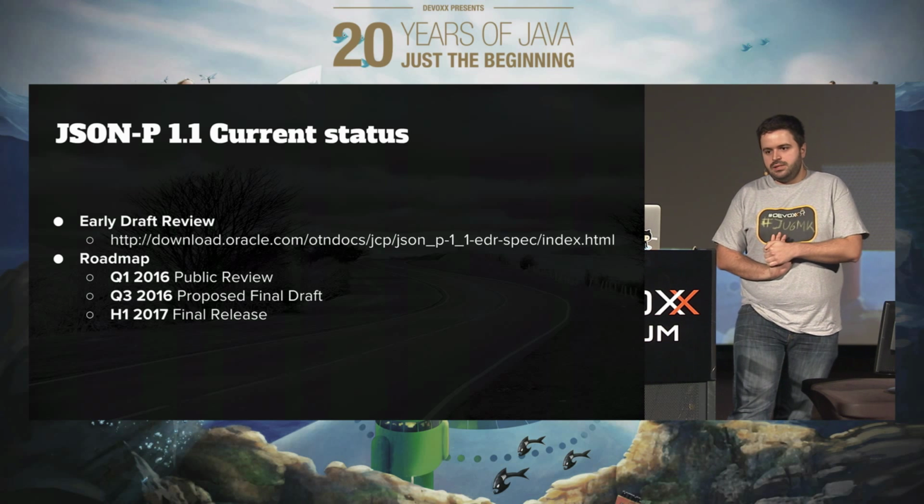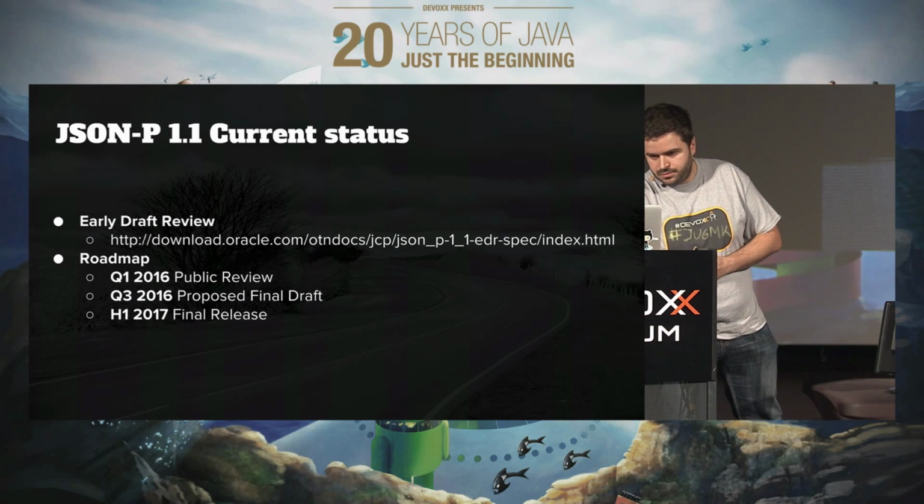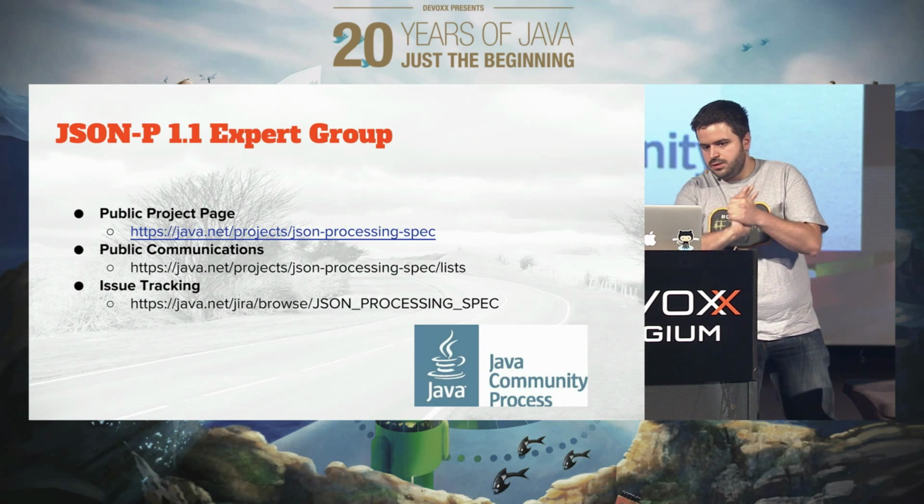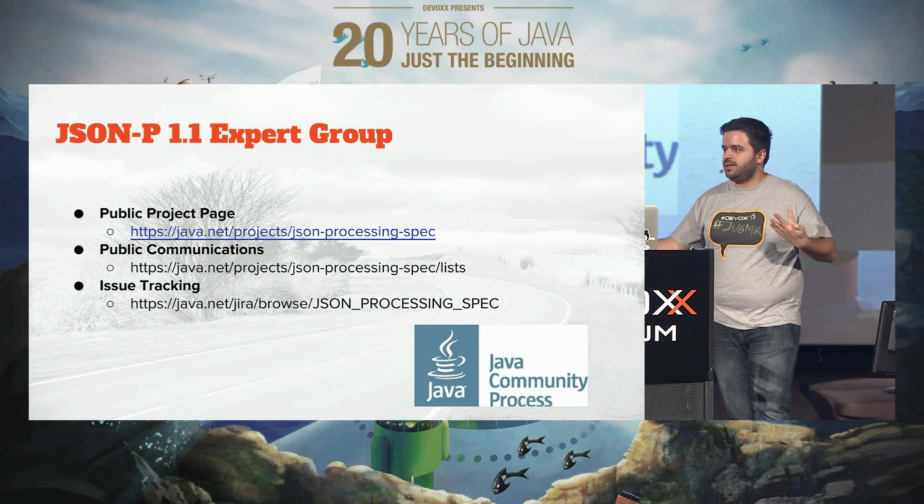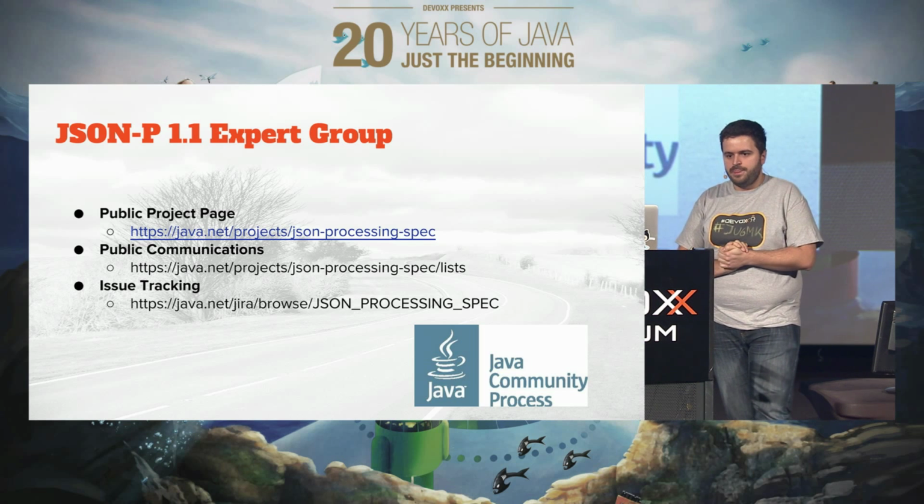So this means come to us, come on the mailing list and tell us you're doing something wrong. You can suggest some improvements. Maybe you think some of these things shouldn't land in the API. We would like to hear about it.